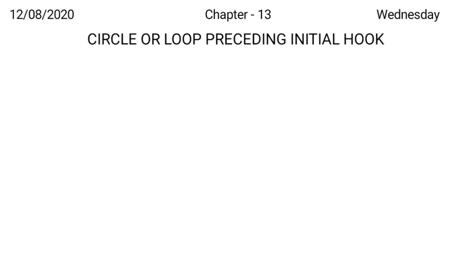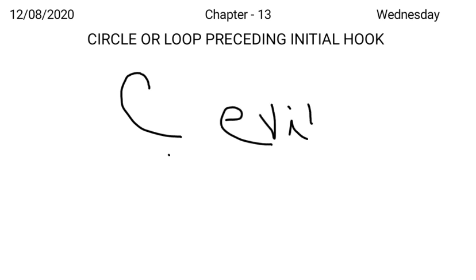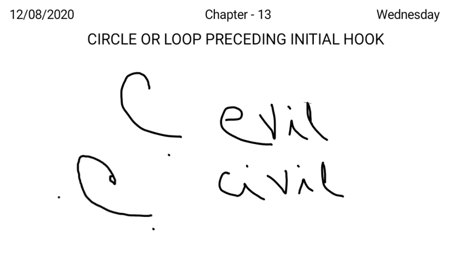In case of L-hook also, this is evil. Now you have to write civil. Before vowel, S is there. So you write circle, L-hook and V like this. So in case of other hooked stroke, when S comes, you have to show hook and a circle separately.